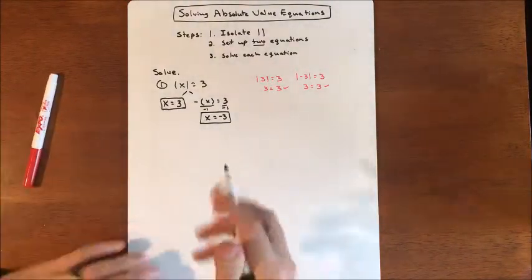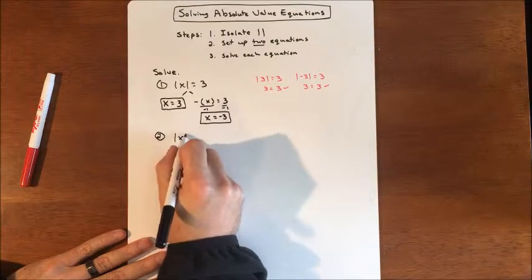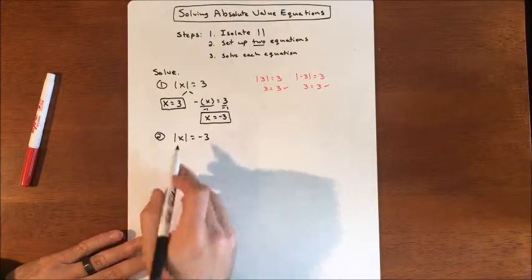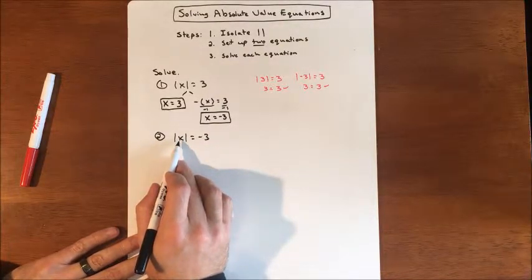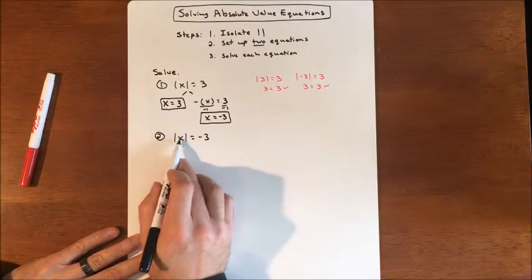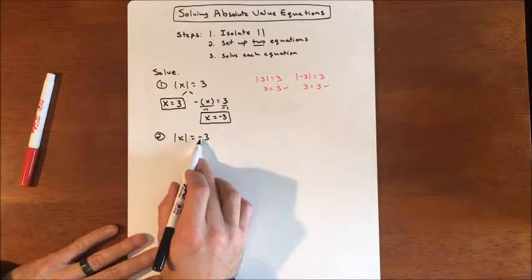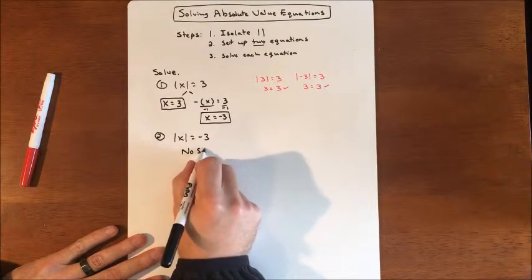All right, second problem. What about if you have the absolute value of x equals -3? So the absolute value is always going to make something at least positive, if not 0. 0 and positive are the only things that you're going to get out of this. The absolute value of 0 is 0. Absolute value of anything is going to be a positive. There is nothing you could plug into this to make it a -3. So this is a no solution.